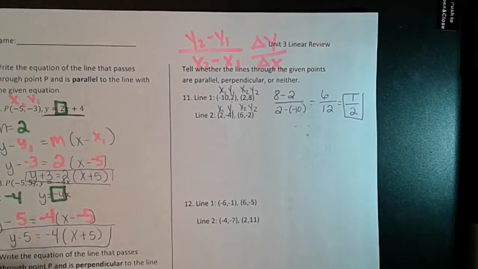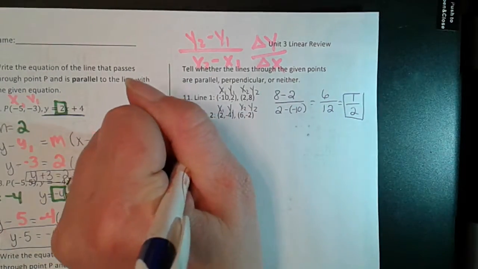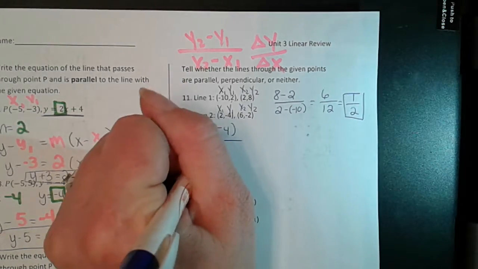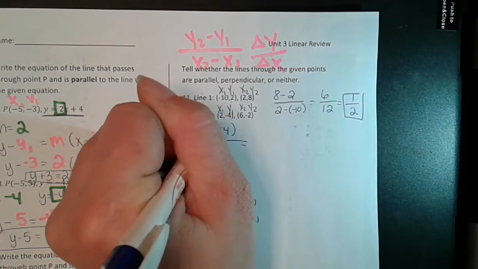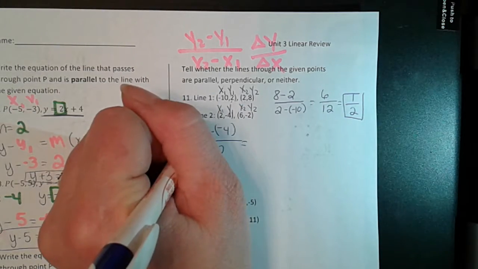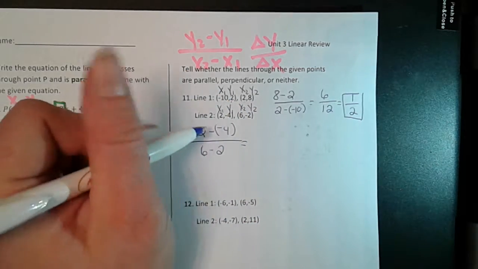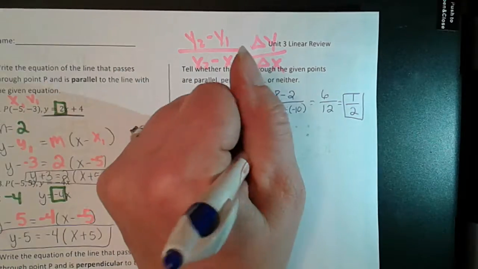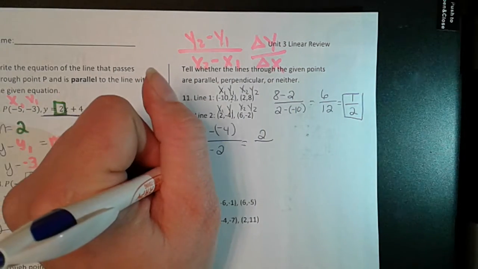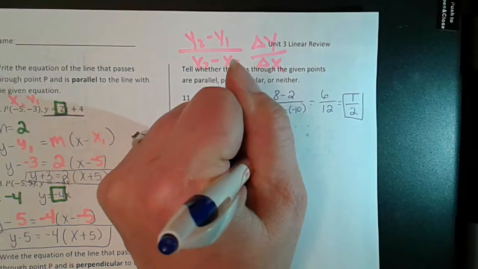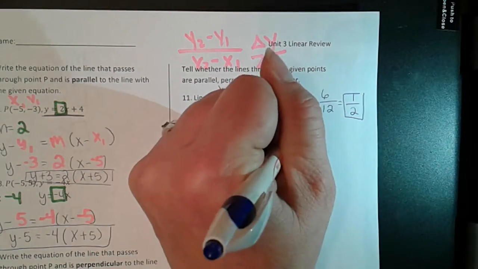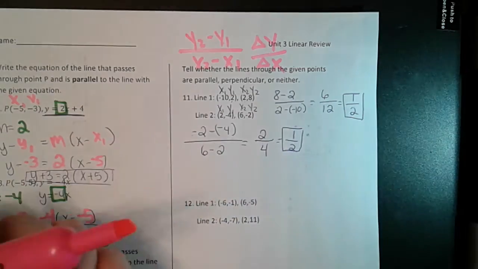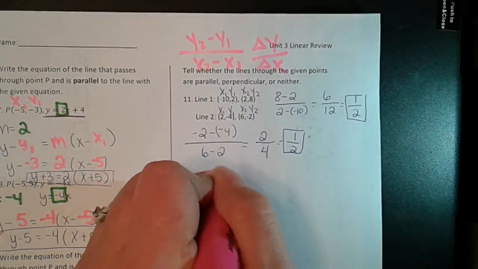Now the slope of line 2, let's calculate that. We have y2, which is negative 2, minus negative 4, over x2 minus 2, which is 6 minus 2. Negative 2 minus negative 4 is really negative 2 plus 4, so that becomes a positive 2. And 6 minus 2 is 4. That simplifies into 1/2. So these both have a slope of 1/2, which makes these parallel.